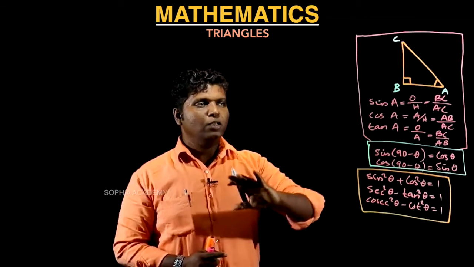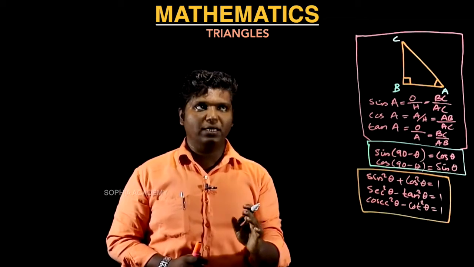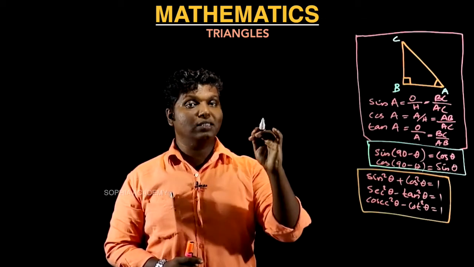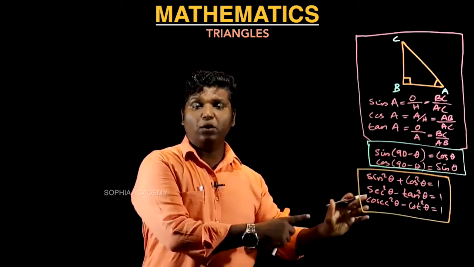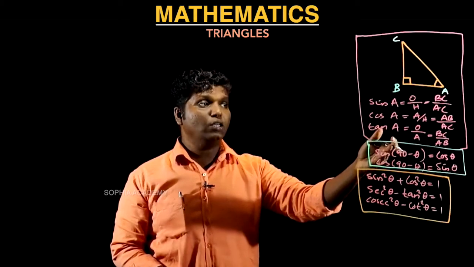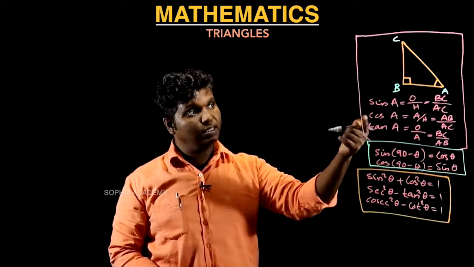So here goes. There are some angles which you have to study. First of all, sine theta, cos theta and tan theta. Only 3 things. There is no need to study cosec, sec and cot, because as I told you, if you know sine, you can find cosec, just take the reciprocal.